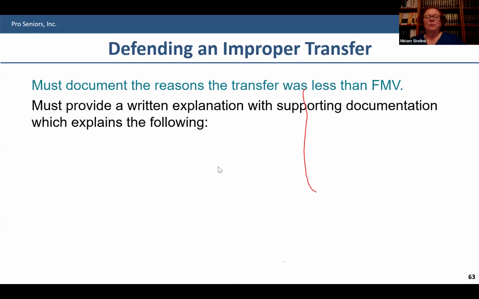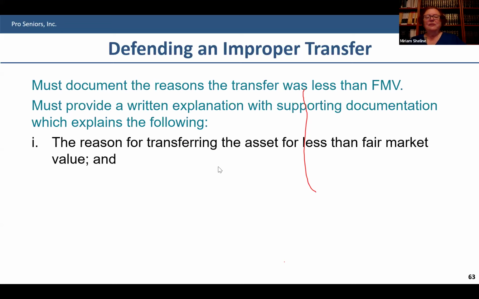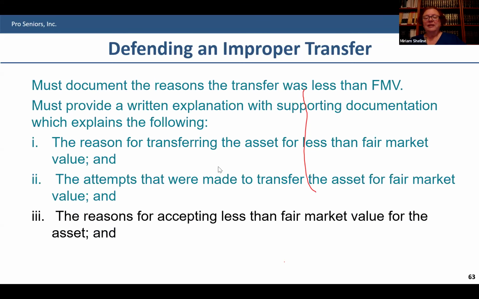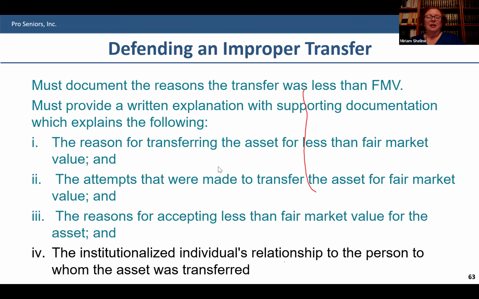A written explanation with supporting documentation which explains the reason for transferring it for less than fair market value, and the attempts that were made to transfer it for fair market value, and the reasons for accepting less than fair market value for the asset, and whether there's a relationship between the buyer and the seller. Okay, so certainly we've had cases where they sold it to a flipper. Arm's length transaction, document that they aren't related, and that's who they are. They basically flip houses, and therefore it was not a sale for less than fair market value.